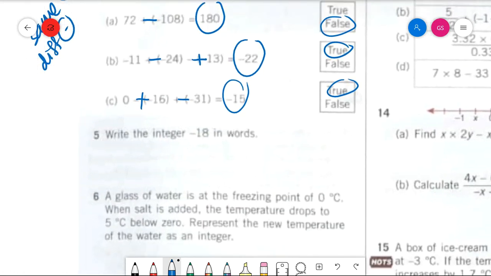Now, write the integer negative. So basically it wants you to write in words now. So we will write negative. Negative must be written now, because it's a negative number. It has a meaning when it has a sign there. So negative 18. That's all. Negative 18. Nothing else. Very simple.